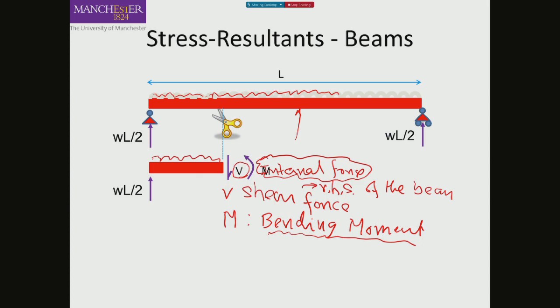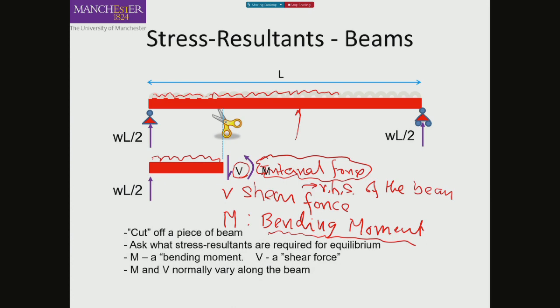And of course you could see that it will depend on where we make the cut. If we make the cut towards the very left, there would be one set of V and M. It could be very different if we make the cut at mid span, or a quarter span, or maybe three quarter on the right-hand side. So the internal forces would vary along the length of the beam. And when you plot that along the length of the beam, that becomes your bending moment and shear force diagram.